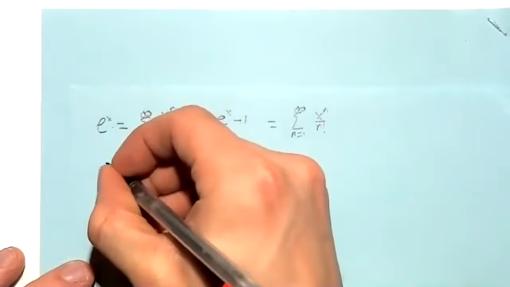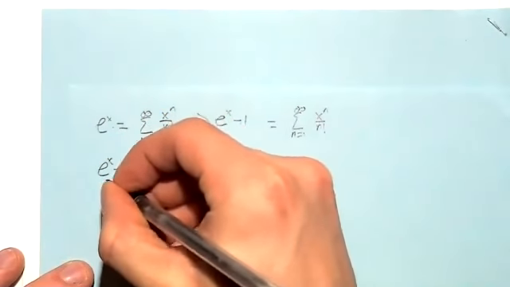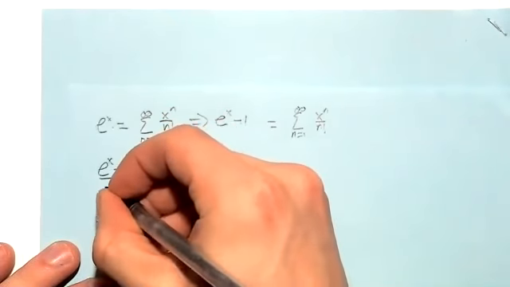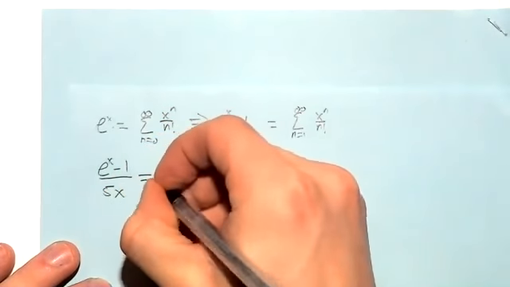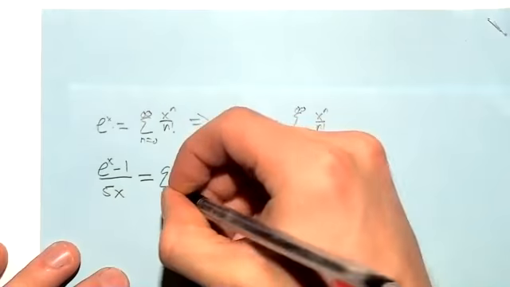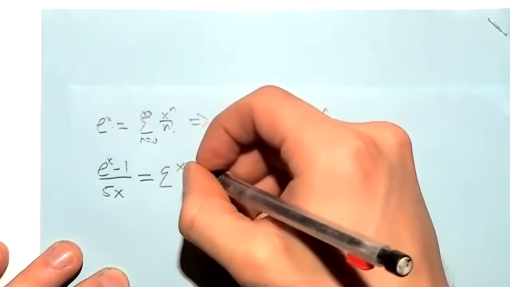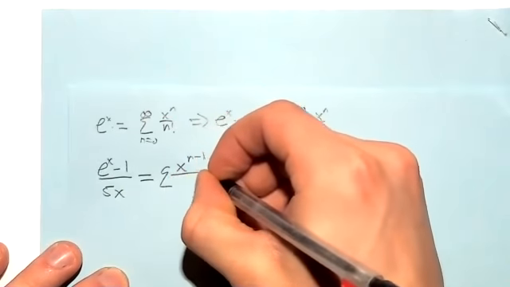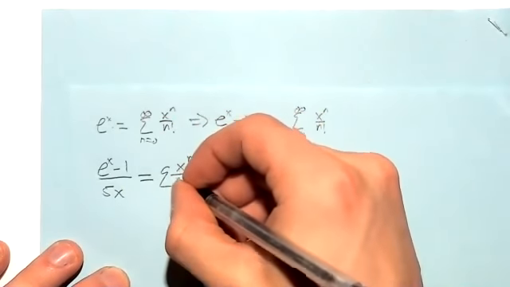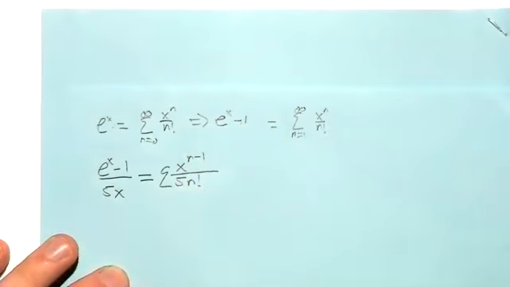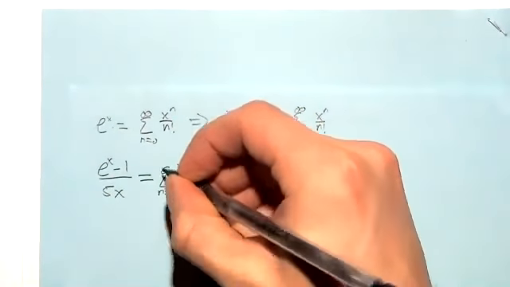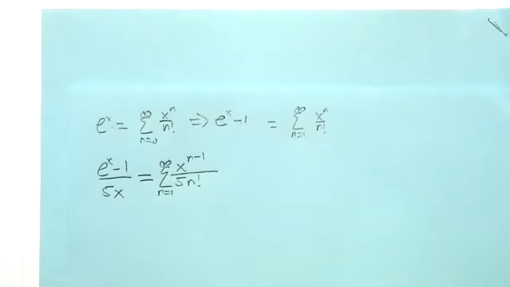Now let's think about (e^x minus 1) over 5x. That is equal to the summation of x^(n minus 1) all over 5 times n factorial, going from n equals 1 to infinity.